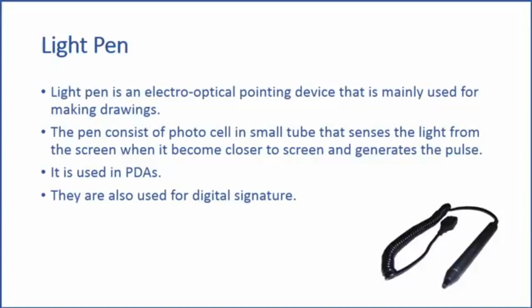Light pen is an electro-optical pointing device that is mainly used for making drawings. The pen consists of a photocell in a small tube that senses the light from the screen when it comes close to the screen and then generates a pulse. They are used in PDAs. They are also used for digital signatures.